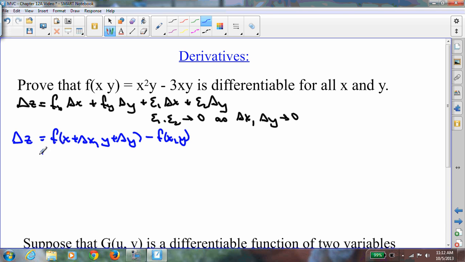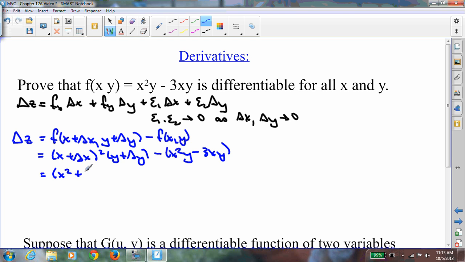And so if I substitute this into the function, I get (x plus delta x) squared times (y plus delta y) minus my function, x squared y minus 3xy. If I multiply this out, I'm going to get x squared plus 2x delta x plus delta x squared, times y plus delta y, minus x squared y plus 3x.